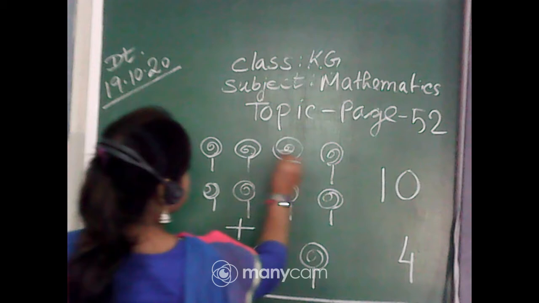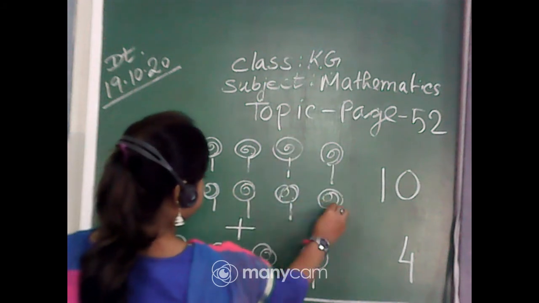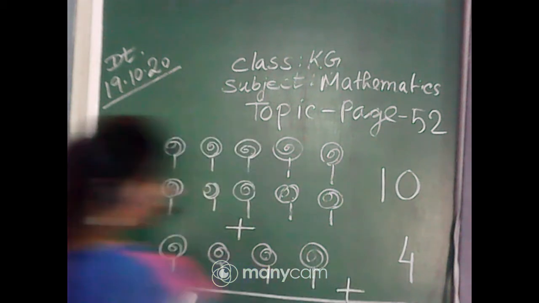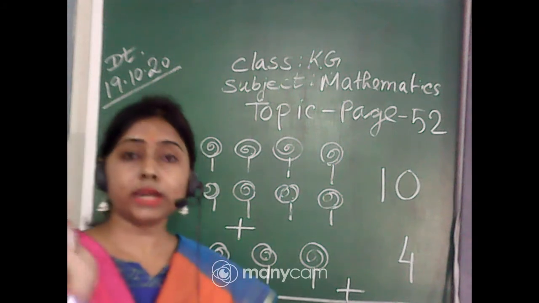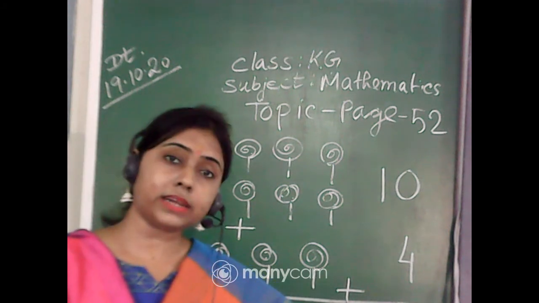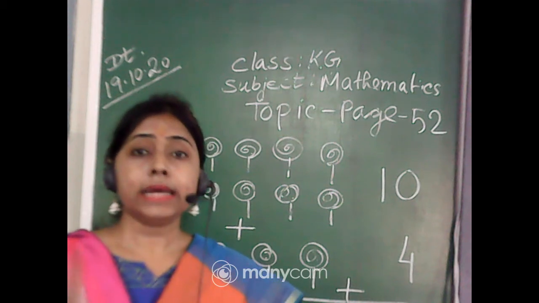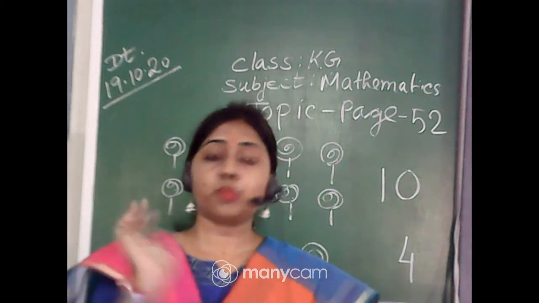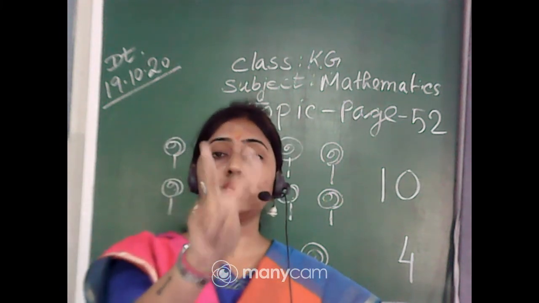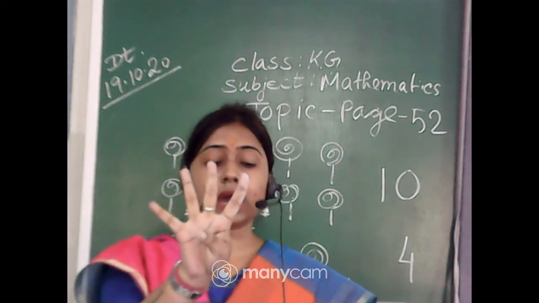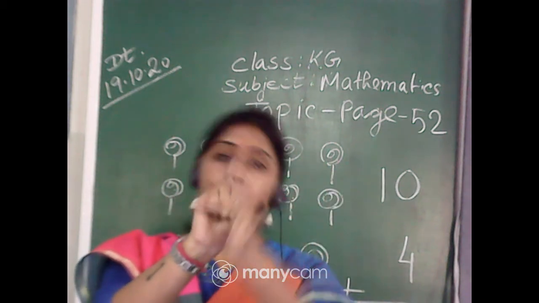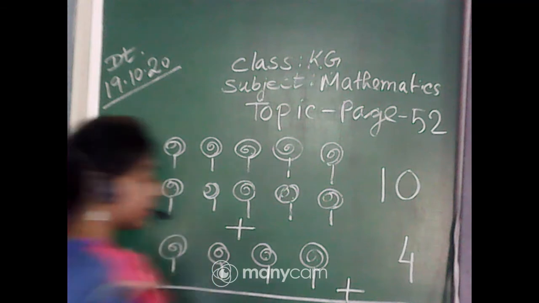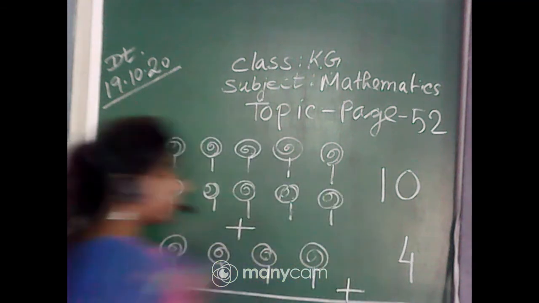1, 2, 3, 4, 5, 6, 7, 8, 9, 10, 11, 12, 13, 14. And you already know that 10 plus 4 is equal to 14. If you are not getting this, 4 is the smaller number here, so I am showing 1, 2, 3, 4. Then you count 11, 12, 13, 14. So the total number of chocolates here is 14. Okay.